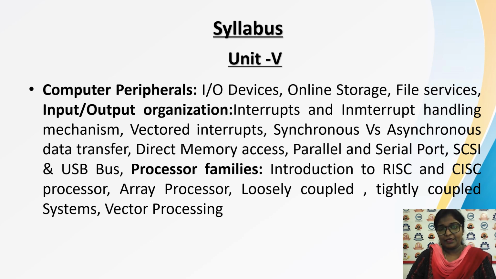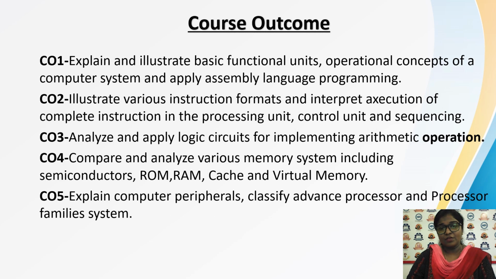These are all parallel processing advanced processors that will be covered in unit number 5. So after completing all these, there will be various outcomes from each unit. For example, in unit number 1, we have seen the basic functional units and operational concept of the computer system, and we will apply assembly language programming for that. So that is the outcome of unit number 1.